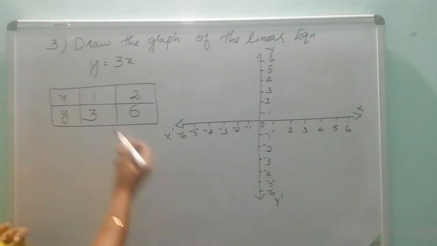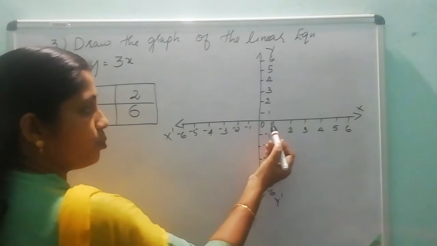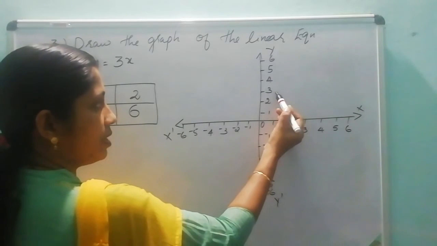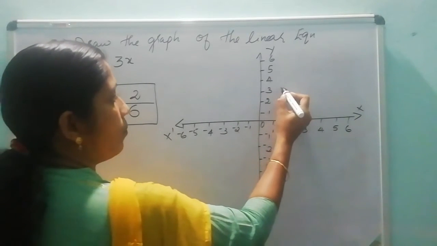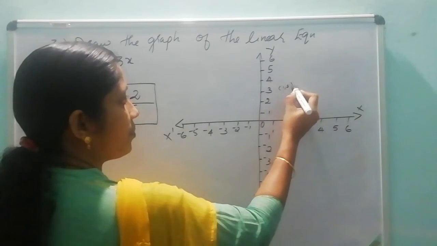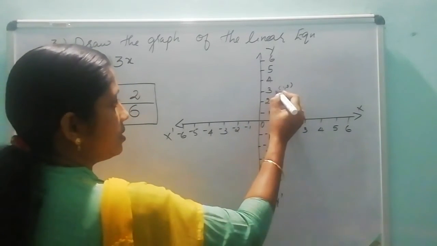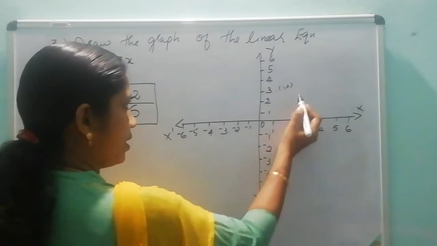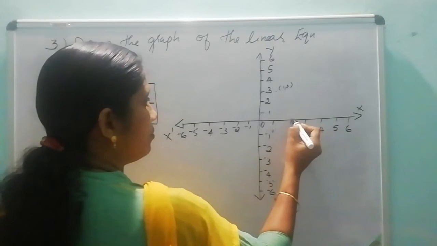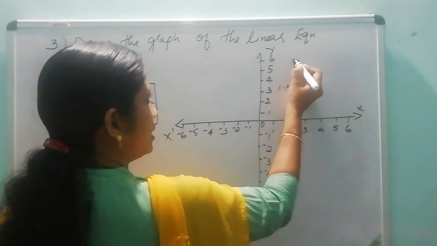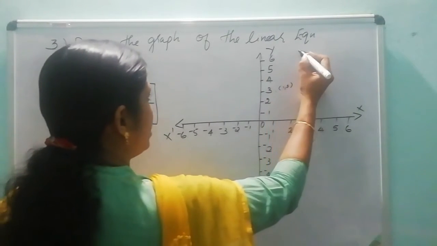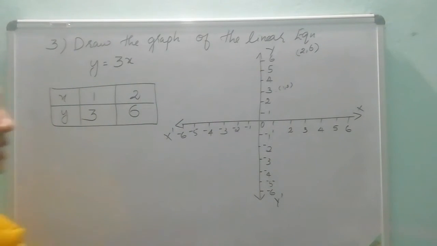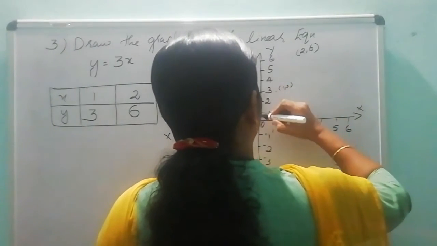Then we can draw the graph. First point 1, 3. X is 1. We have to move to 1. From there we have to move to 3. That is, this point is 1, 3. Okay. Then next one is 2, 6. So x coordinate is 2. Then y coordinate is here. From here you have to move upward, that is 6. You have to draw in graph paper, then it will be easier. 2, 6. Then you have to join the line. This will be a straight line there.